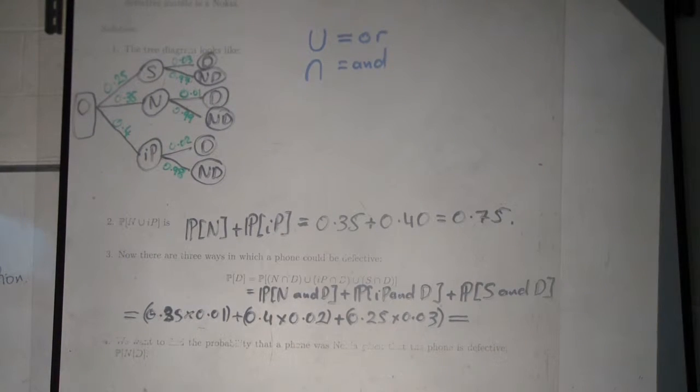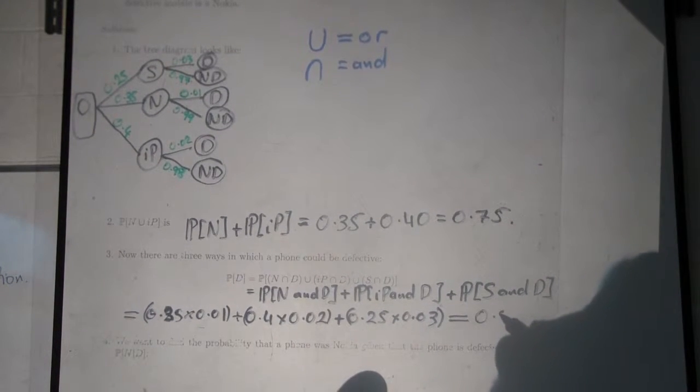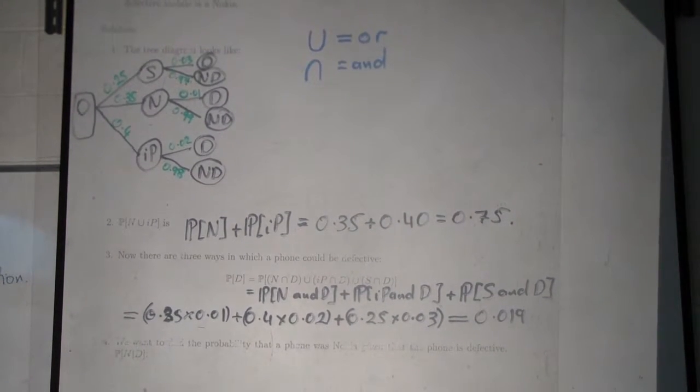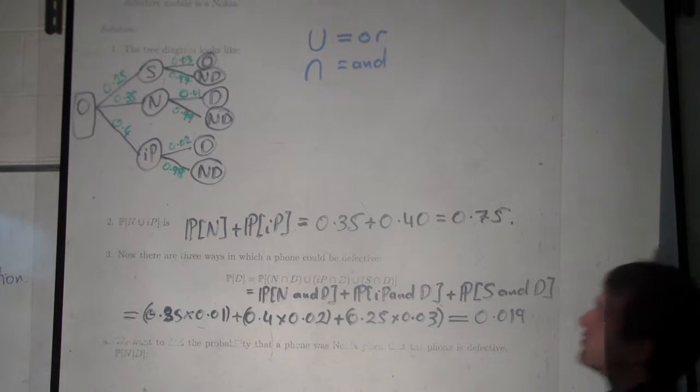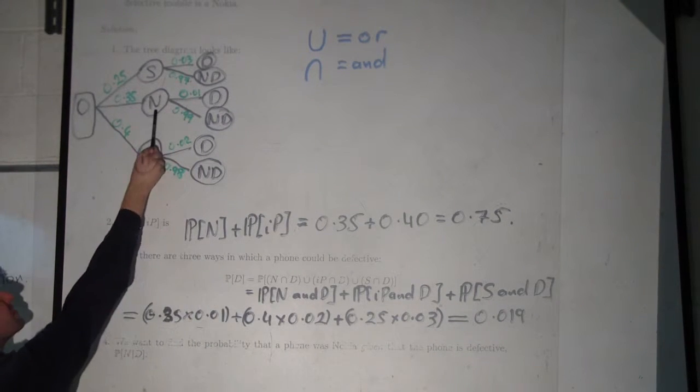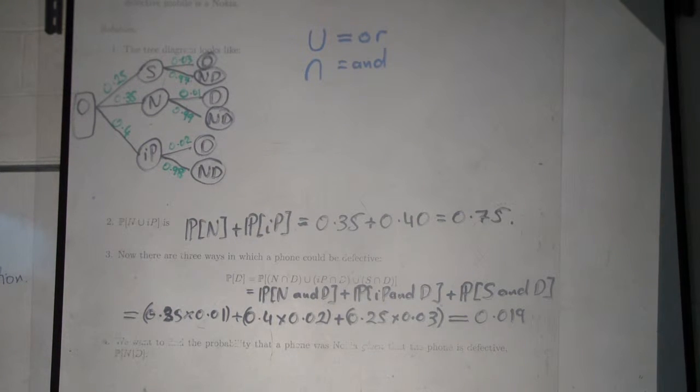I get an answer of 0.019. My answer is definitely going to be between 1 and 3%. Why is that? Because that's the defective maximum. The most defective ones are the Samsungs, the least defective is the Nokia, so we're going to have some answer between the two of those. If you have a negative answer somewhere, wrong. Bigger than 1, wrong. Okay.